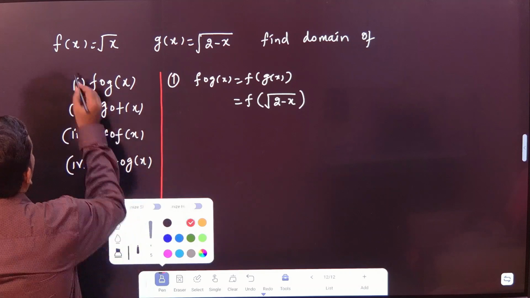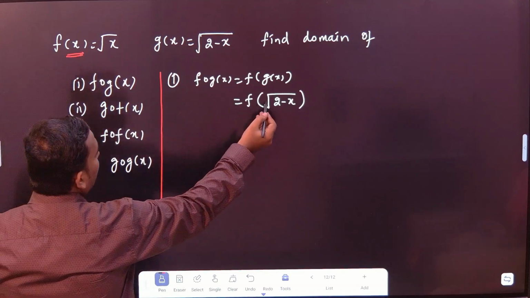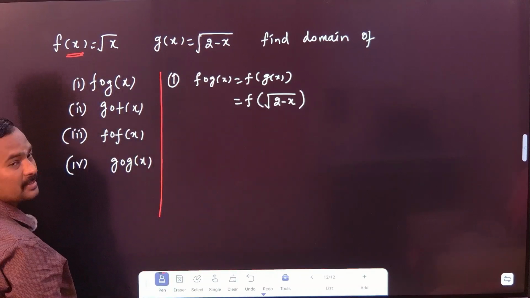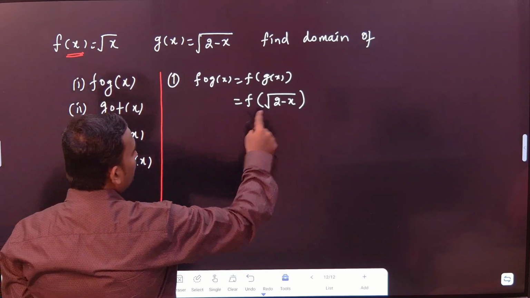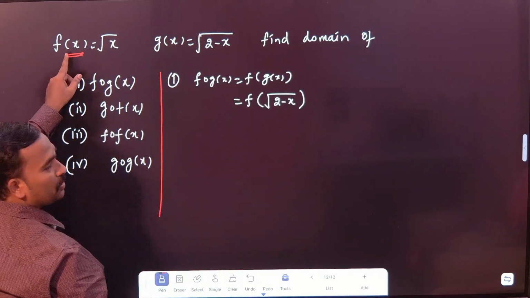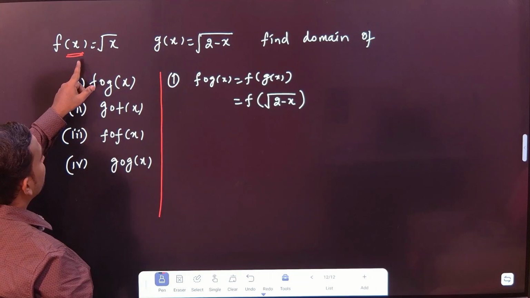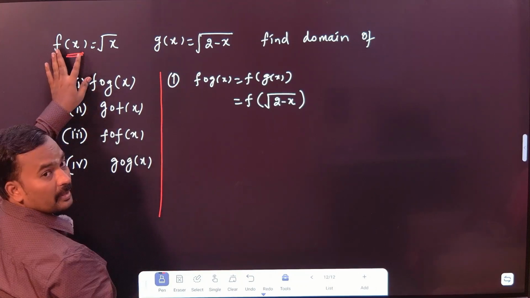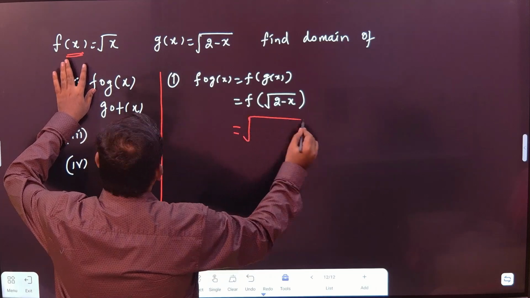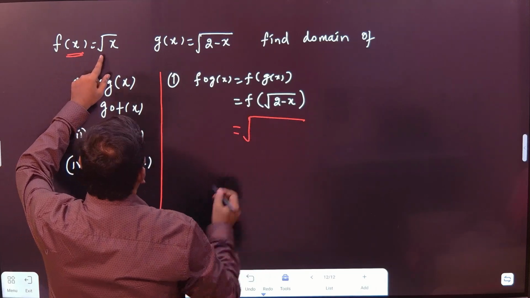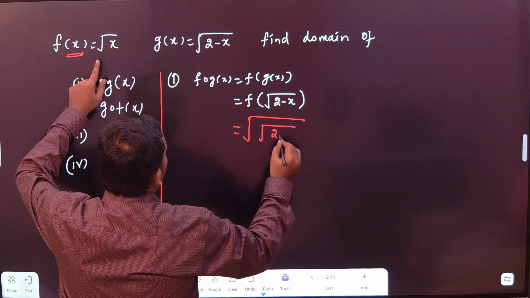Here you can see f of x is there, and here f of square root of 2 minus x is there, right? What's the input here? Square root of 2 minus x. Here x is the input. Just replace x by square root of 2 minus x. Then what will we get? Square root of, just replace x by square root of 2 minus x. Clear?